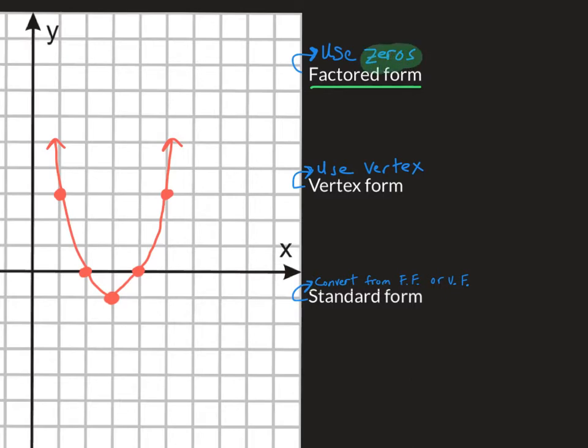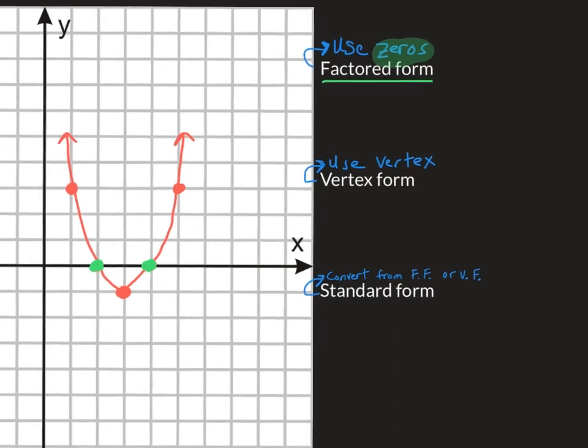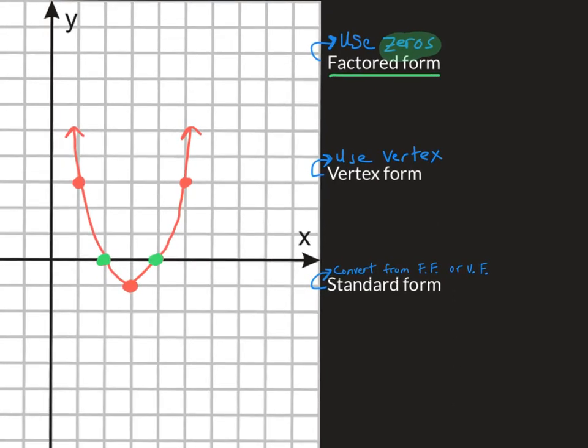And so the zeros, or x-intercepts, can be found right here and right here. The zeros, or x-intercepts, sometimes they're called roots also, lots of different names, are where the parabola crosses the x-axis. So it looks like this particular parabola crosses at 2 and 4. That means it has coordinate points, or zeros, of 2, and that point is (2, 0), and 4, so that point is (4, 0).